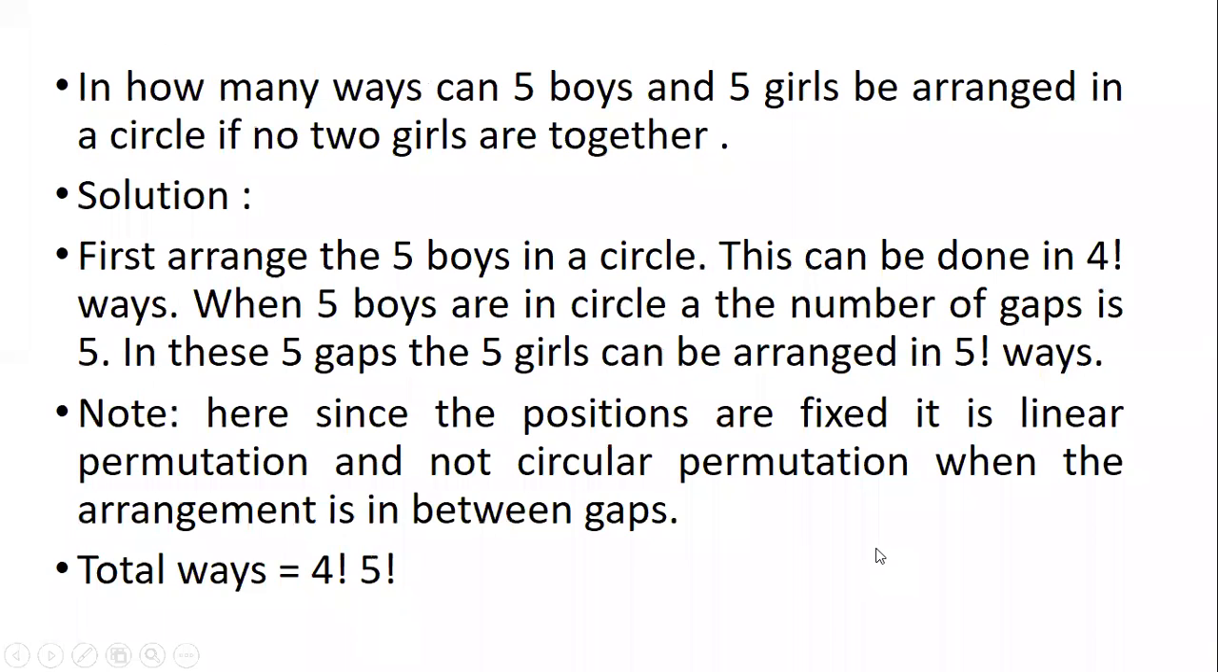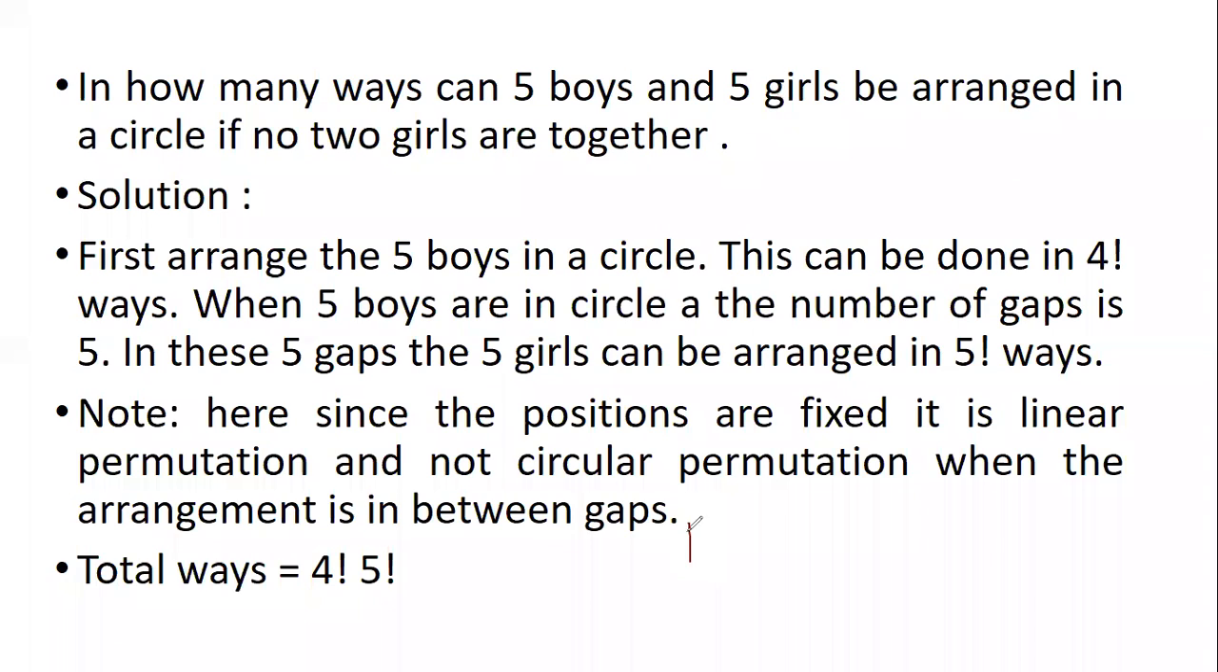Okay. Now let us go to the next question. It's very similar to the previous question. Okay. Let us see what is there in this question. In how many ways can 5 boys and 5 girls be arranged in a circle if no 2 girls are together? Okay, this question at first instinct almost looks like the question of girls and boys standing.